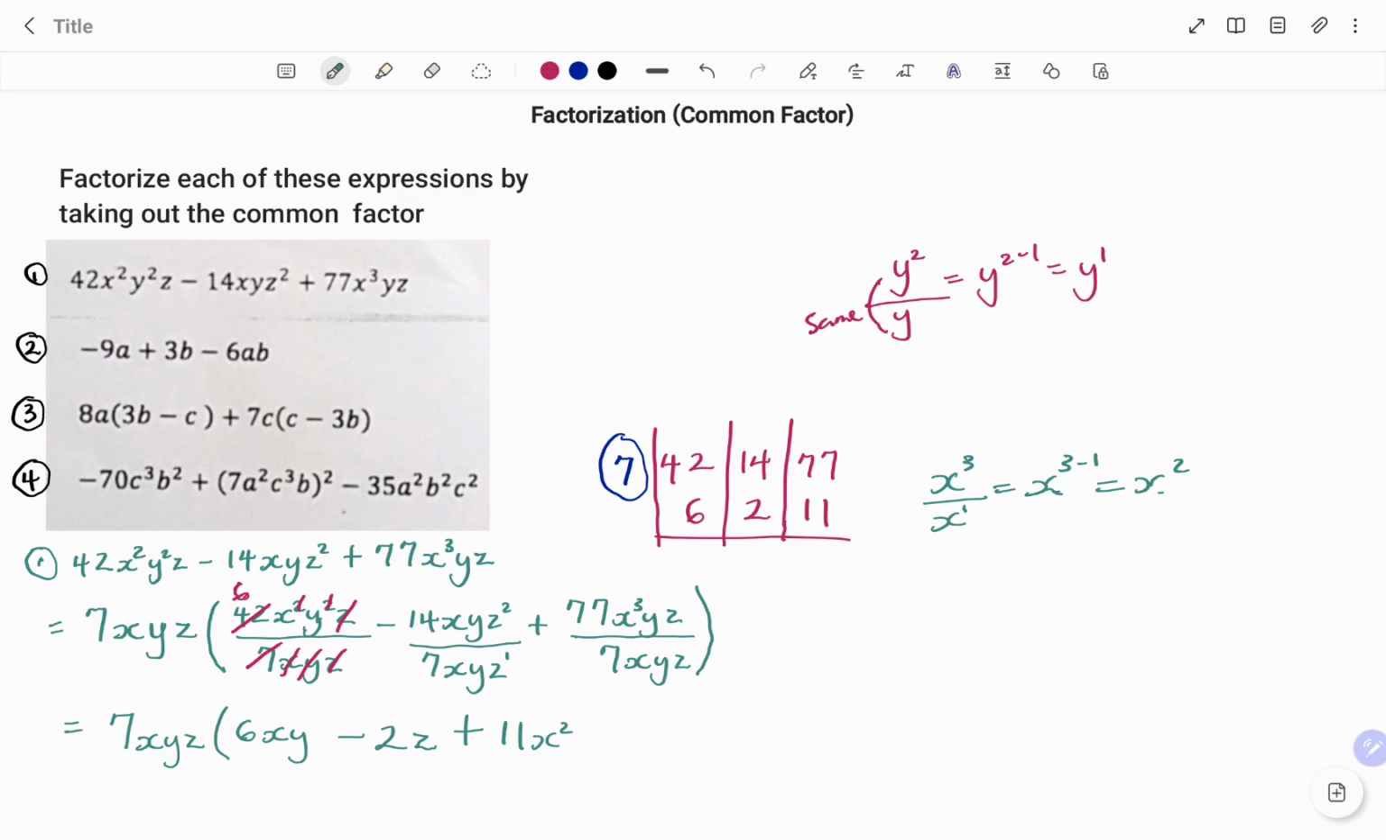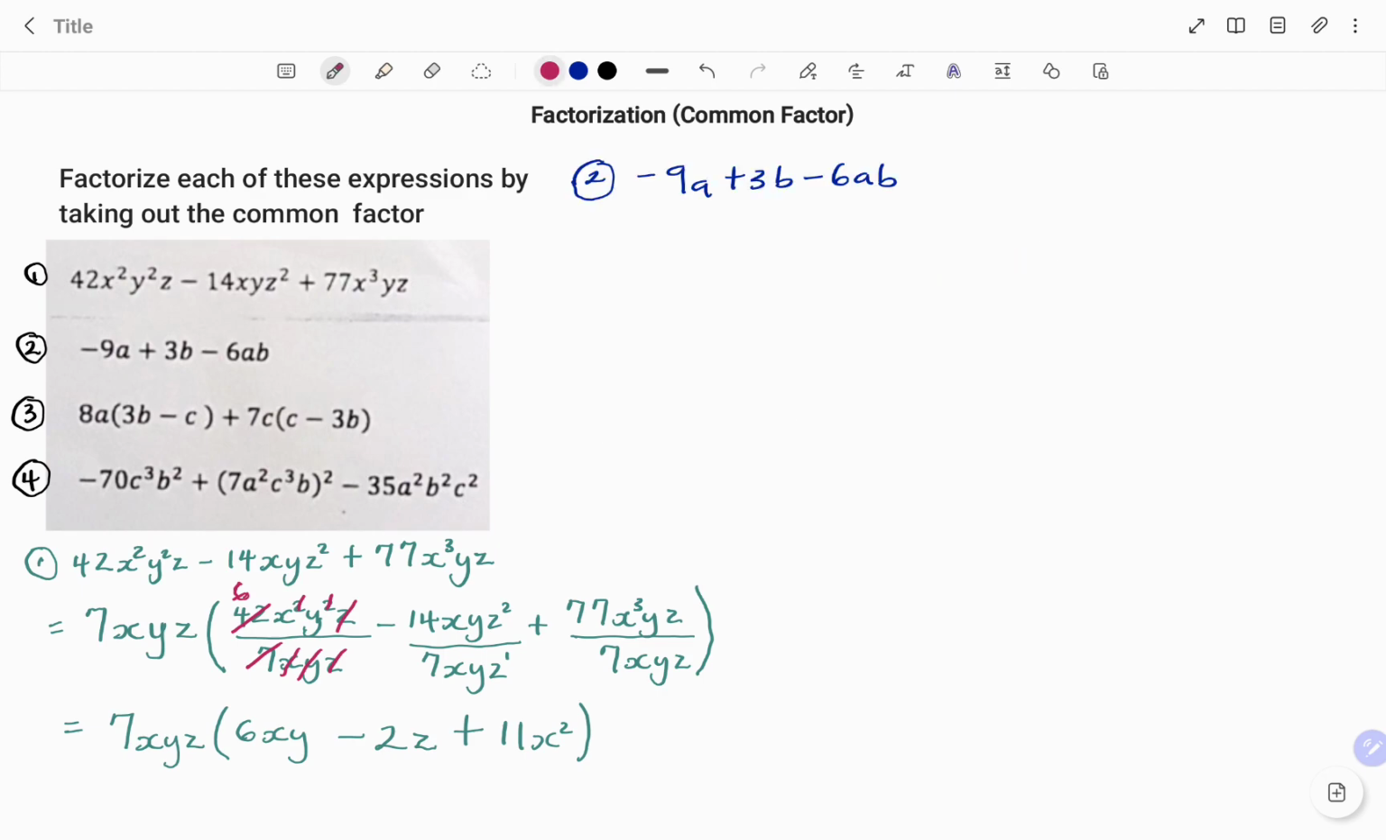So the answer is, after factorizing by bringing out the common factor, we have 7xyz in bracket 6xy minus 2z plus 11x squared. Let's look at the second example.